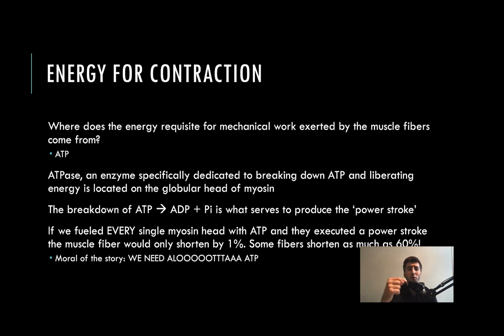If every single myosin head were completely fueled with ATP, and we had a full contraction of every single myosin head, we would only move that muscle 1%. We would only have a 1% shortening of that muscle if every single interaction occurred and every single ATP molecule got broken down and everything worked flawlessly. That's why these energy systems have to keep running. That's why we keep having to have fast energy and long-term energy availability, to run through repeated skeletal muscle contractions. So the moral of the story here is that we need a lot of ATP in order to fuel contraction.